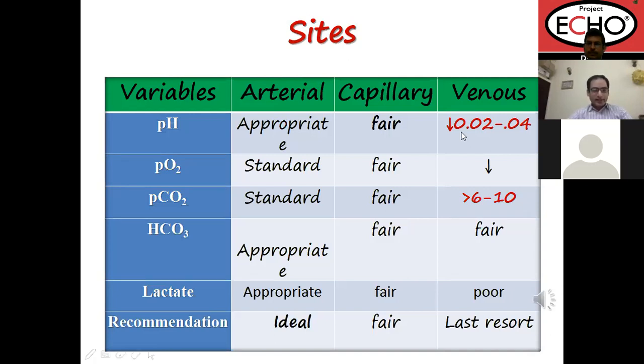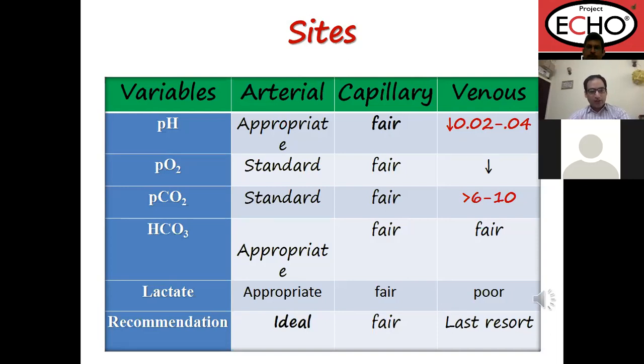So the arterial sample is the best, but if artery is not possible, we can choose either capillary or venous. Capillary is in between the arterial and the venous sample, and this capillary sample can be obtained by covering the periphery, that is the foot of the baby, with a warm soaked gauze for at least 5 minutes, and it gives a fair estimate of all the parameters.